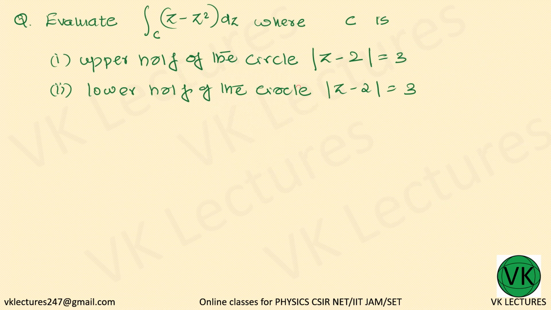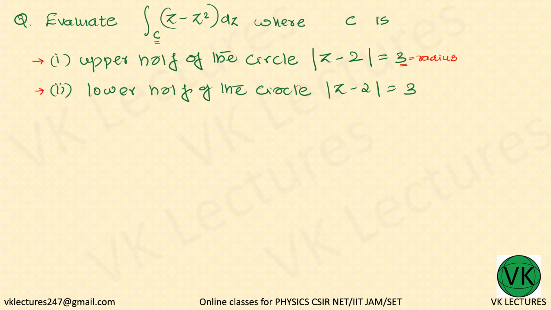Evaluate the integral along the curve C, z minus z square dz, where C is the first one. We have to evaluate the first 1 and 2. Take the first one. C is the upper half of the circle with mod z minus 2 equal to 3, which means the radius is equal to 3.